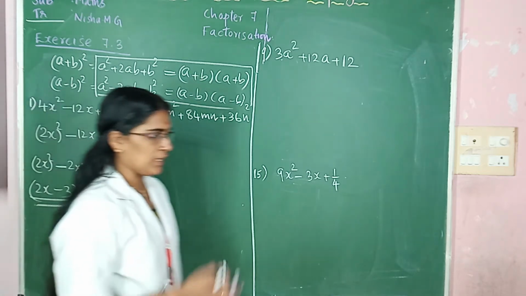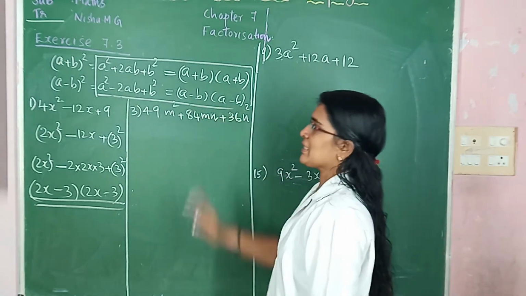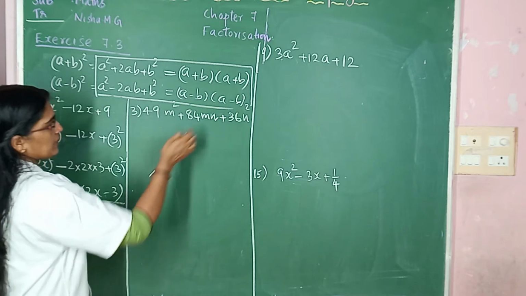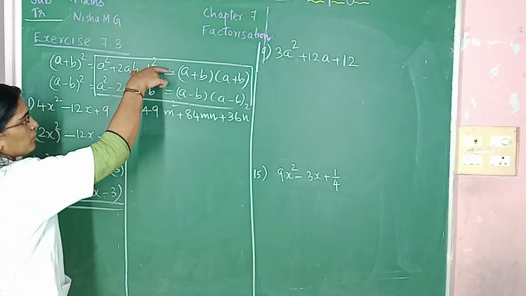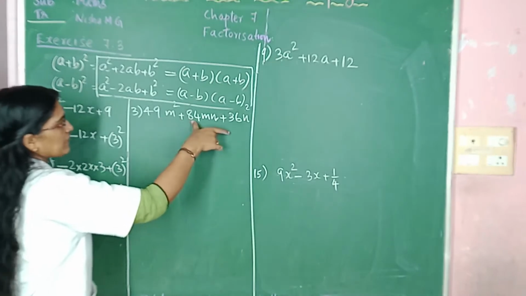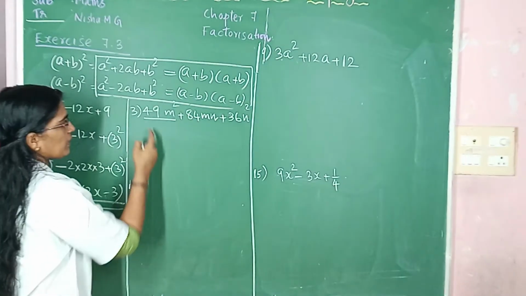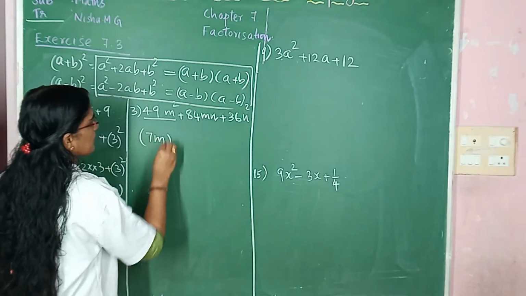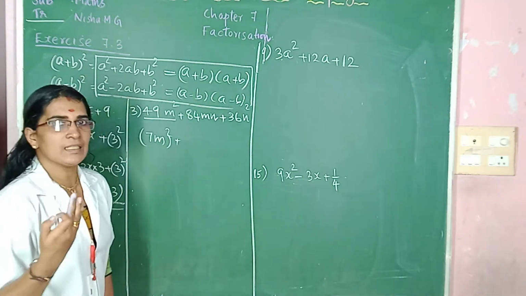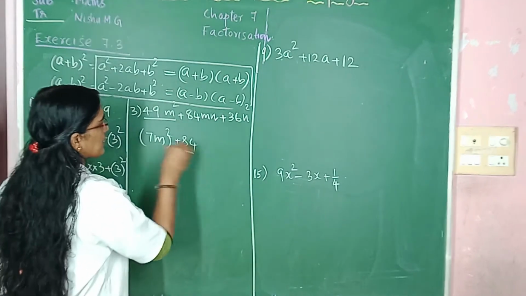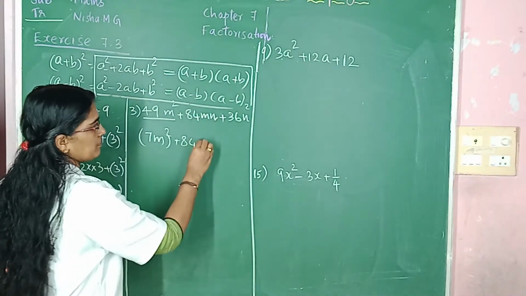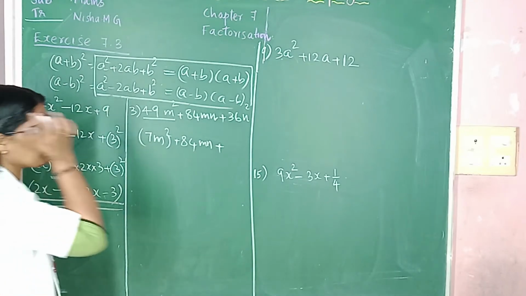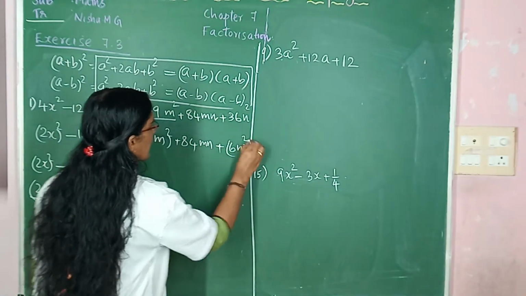Let us move to question number 3. We are selecting some of the questions from the exercise. This is question number 3: 49m square plus 84mn plus 36n square. All terms are positive, so we are going to use the first identity. Before that, make some changes. 49m square, how to write? 49 is the square of which number? 7. So (7m) square. After getting a and b, we will make changes in the middle term. 36n square, 36 is the square of which number? 6. Now we have a and b.